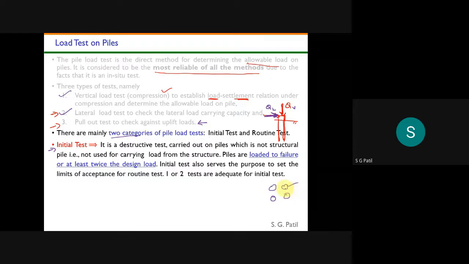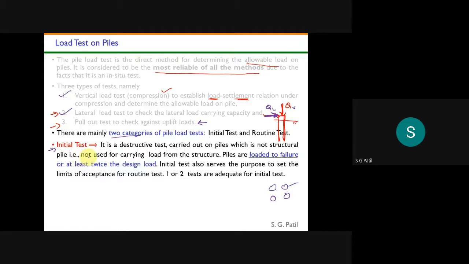Until the pile fails, you will apply the loads. Those tests are called initial tests. That's why it is called a destructive test. Why am I calling it a destructive test? Because I am applying the load on the pile until the pile fails. That's why it's called a destructive test.